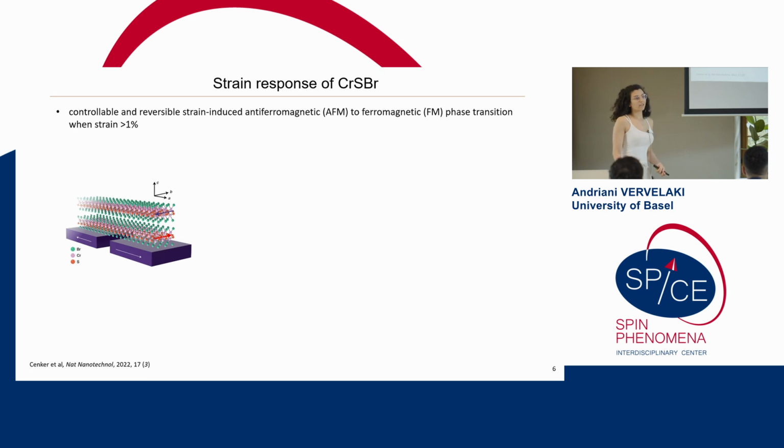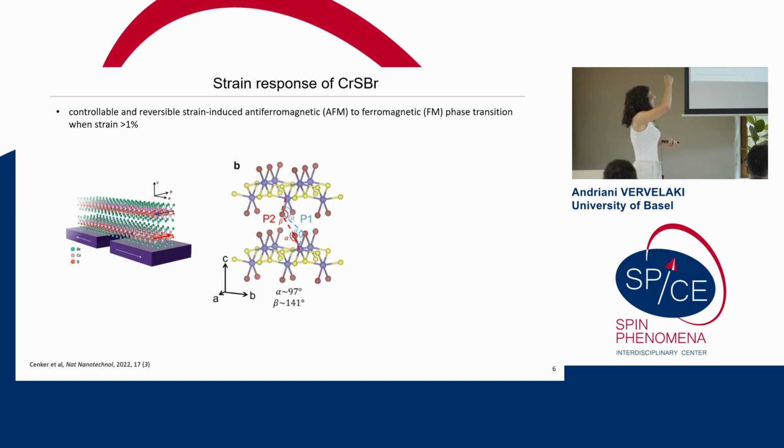So we know that 2D magnets in general are very susceptible to external stimuli like doping, that we saw yesterday, also on the specific material. But what I want to talk about is strain. So from a study that they did in 2022 at Columbia University, they found that when they applied uniaxial strain along the a crystallographic axis by using a strain cell, they could induce a reversible and controllable antiferromagnetic to ferromagnetic phase transition when the strain was exceeding roughly 1%.